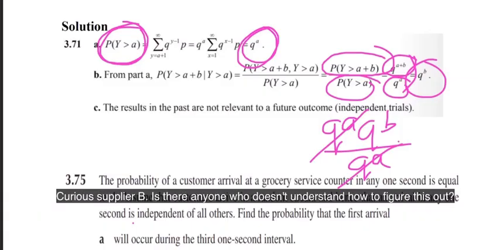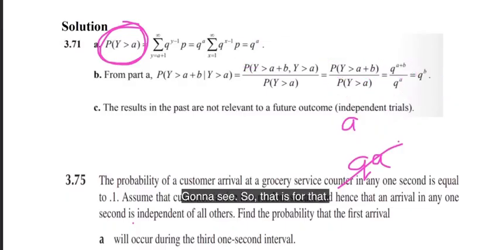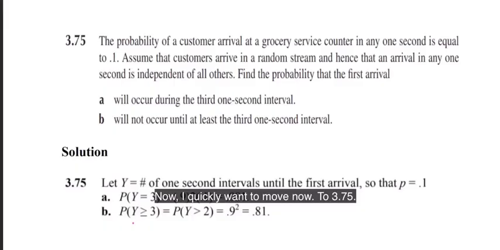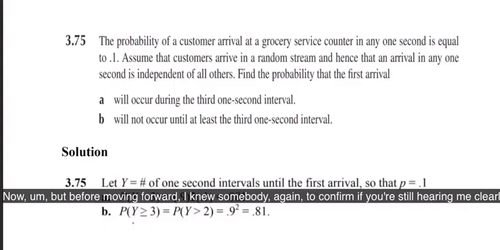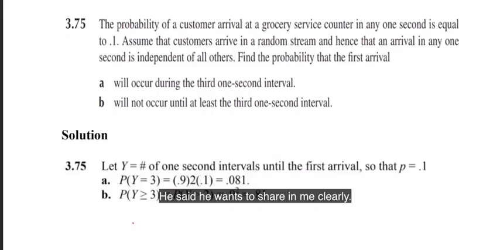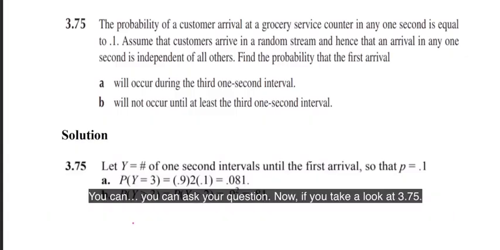Is there anyone who doesn't understand how to figure this out? Okay, so that is for that. Now I quickly want to move to 3.75. But before moving forward, I need somebody again to confirm if you're still hearing me clearly. Is everyone still hearing me clearly? Yes. Okay, thank you so much. In case anybody wants to ask a question, of course, you can ask your question.